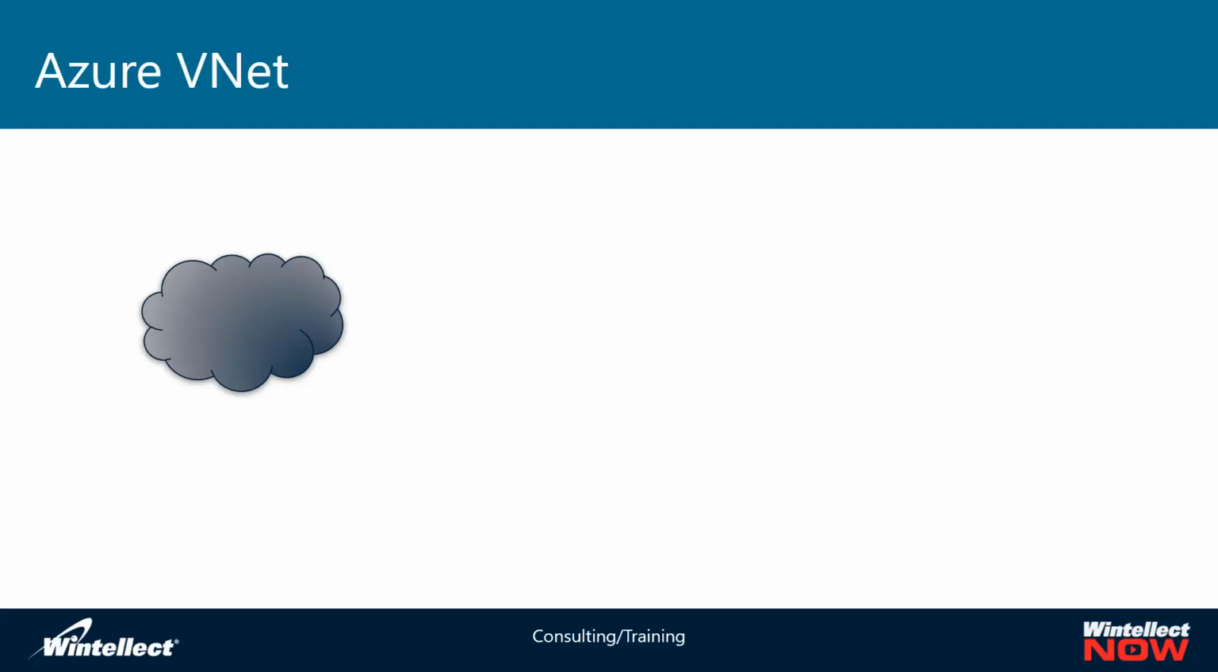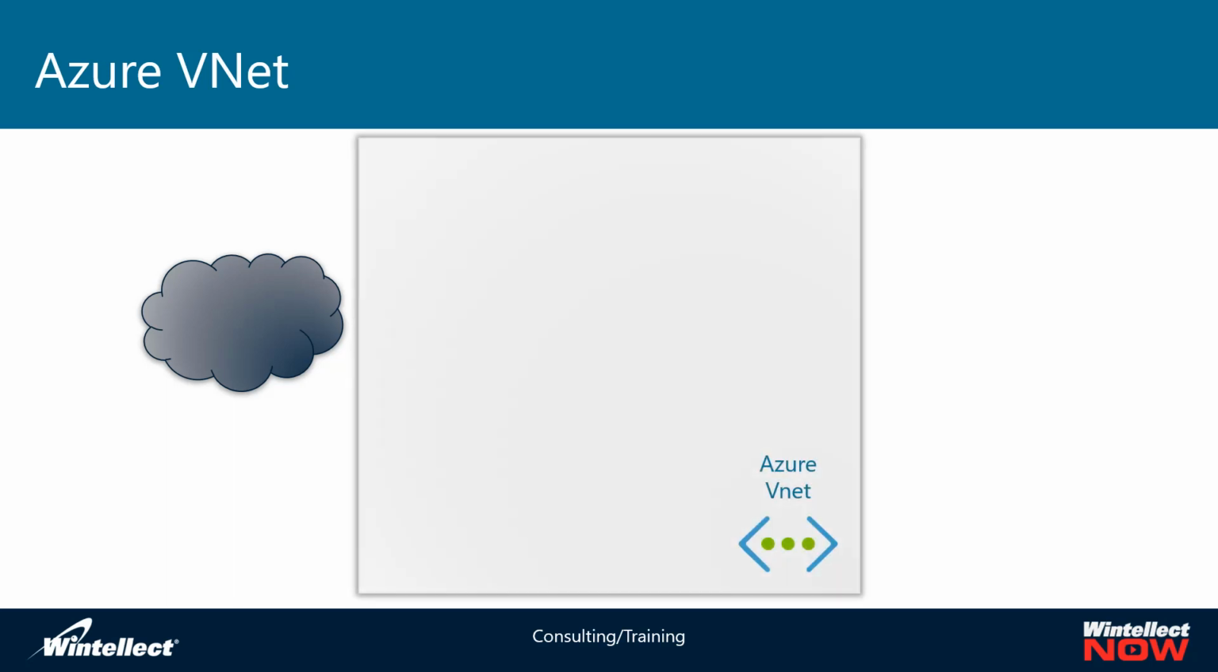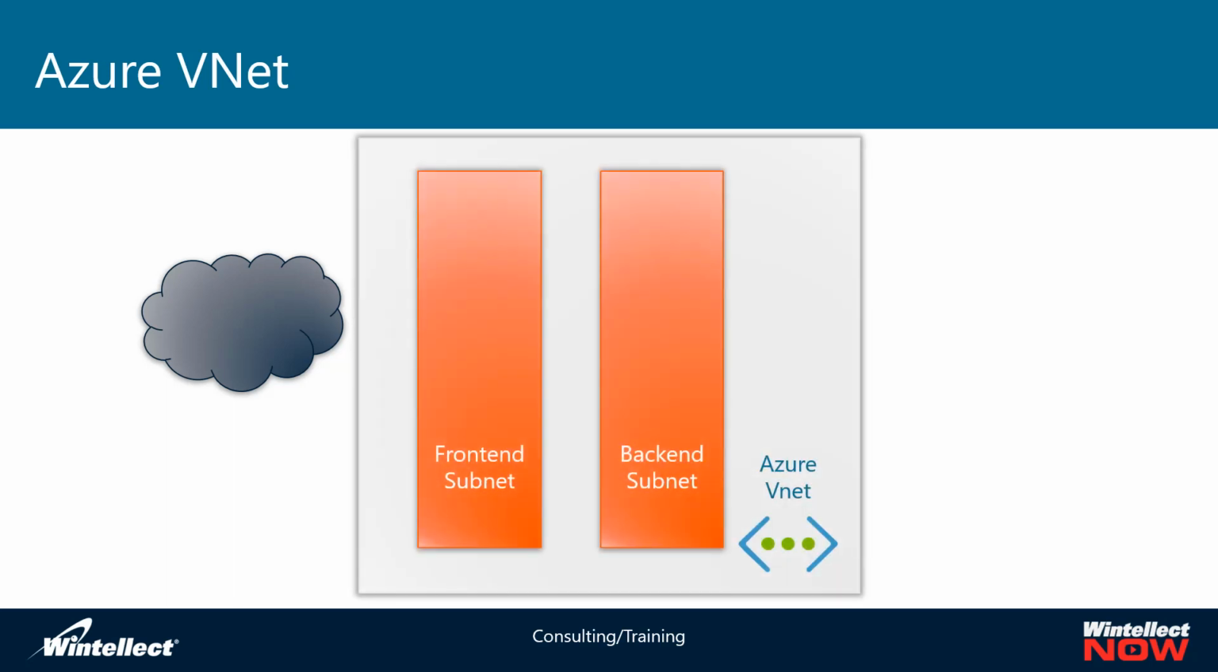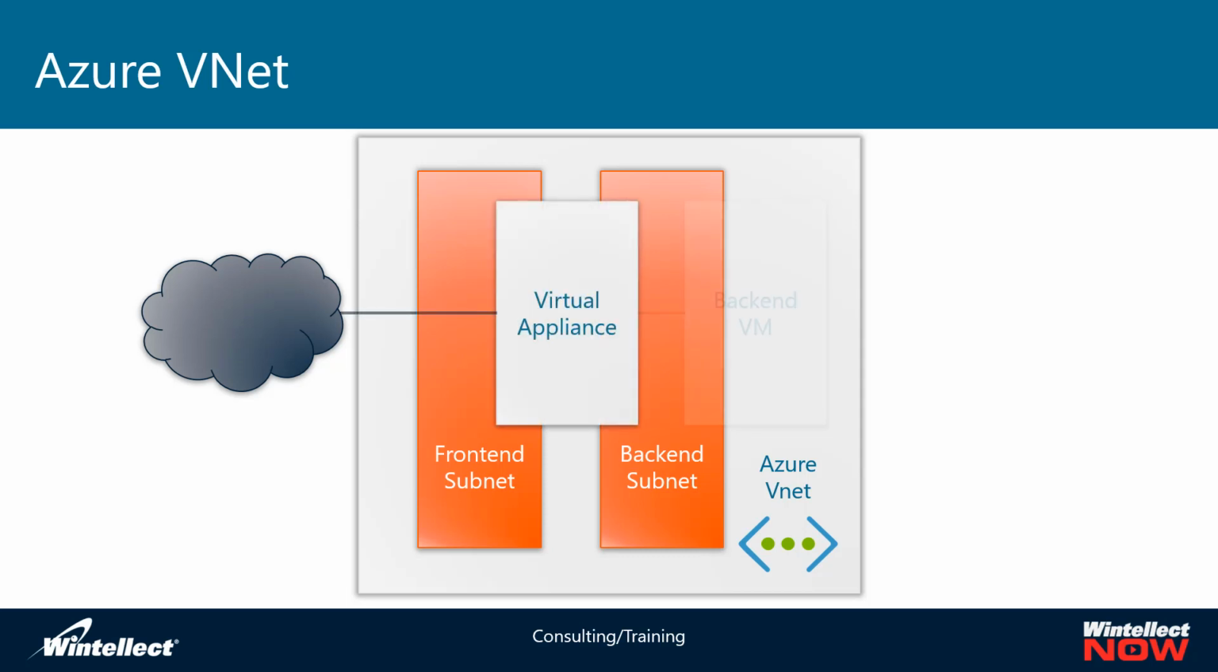So for today, we're going to do an extended demo where we're going to take an Azure VNet and create on it two subnets, a front-end subnet and a back-end subnet. And then we're going to add a virtual appliance that acts as a bridge between them. And then we're going to add a back-end VM to that back-end subnet so that it can connect to the internet by way of a virtual appliance that's serving as a firewall/router between that back-end subnet and the front-end subnet.